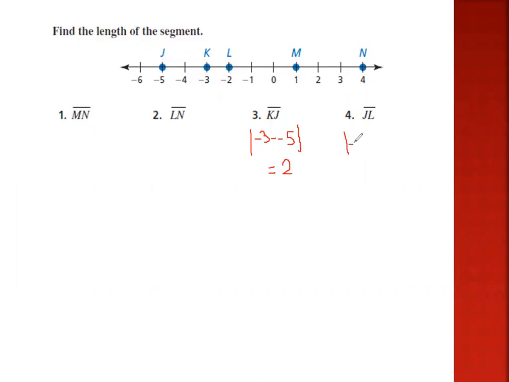Negative 2 minus negative 5. Minus negative 5, that is plus 5, so the answer will be equal to 3. Okay, I think it's an easy part. Any questions so far about this? So this is how we can use distance, an absolute value, to find the length between 2 points that belong to the line. Let's move to another part.